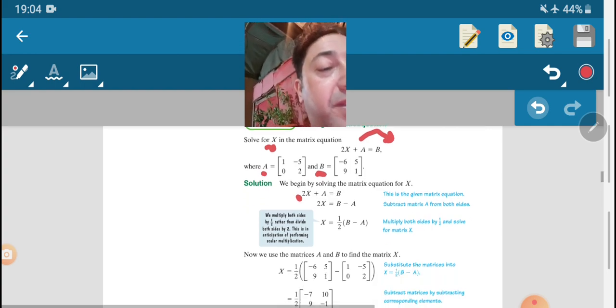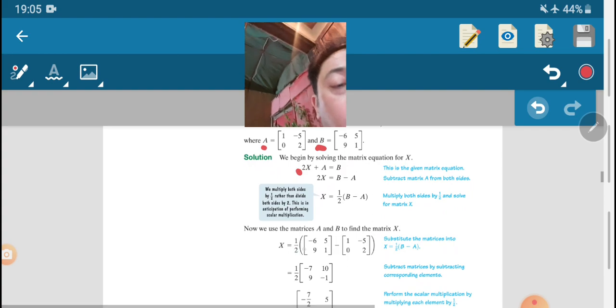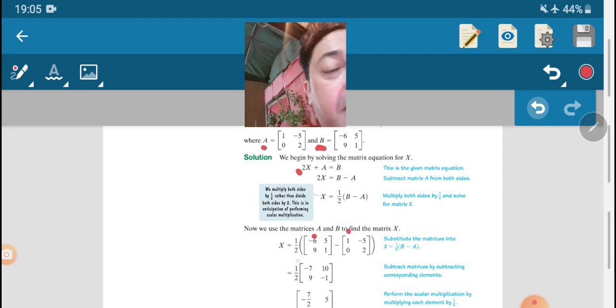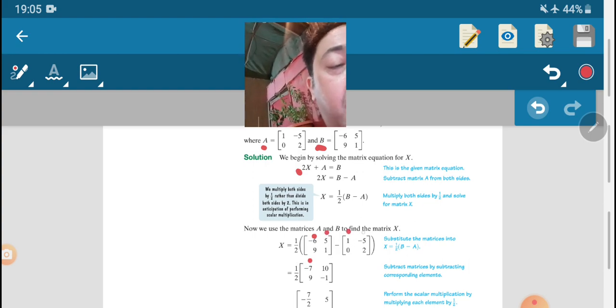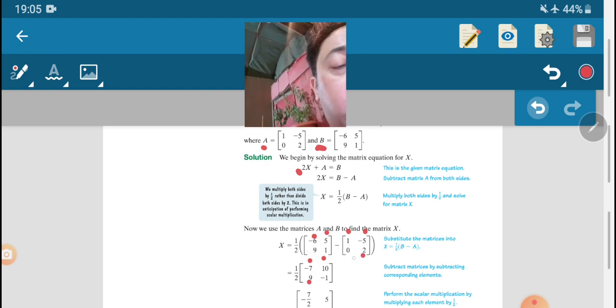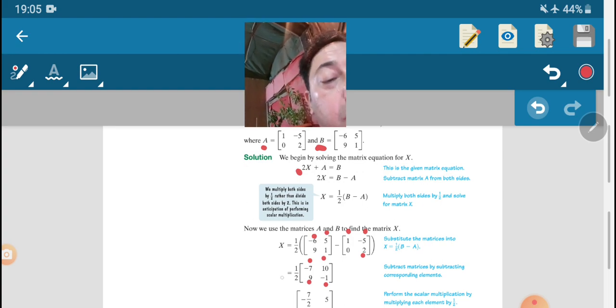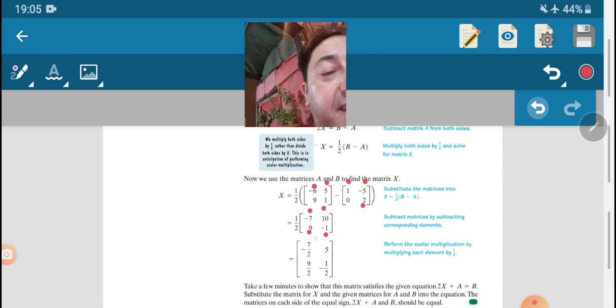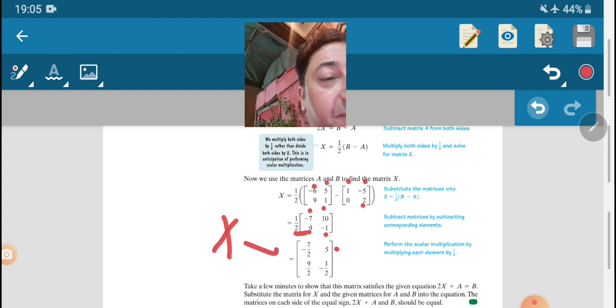Let's see how to determine the new matrix X. First of all, subtract B minus A. Negative 6 minus 1 is negative 7, 5 minus negative 5 is 10, 9 minus 0 is 9, 1 minus 2 is negative 1. Multiply all by half, which means divide by 2. So negative 7 times half is negative 7 over 2, 10 times half is 5, 9 times half is 9 over 2, and negative 1 times half is negative half. So that is the matrix X.